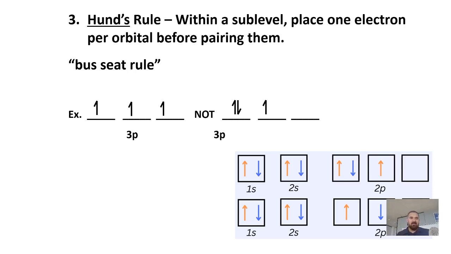All right, so here's our last rule. This is called Hund's rule. And Hund's rule tells us that within a sublevel, you're going to place 1 electron per orbital before pairing them up. Go ahead and write that down, and then we'll discuss. All right, so let's discuss Hund's rule.